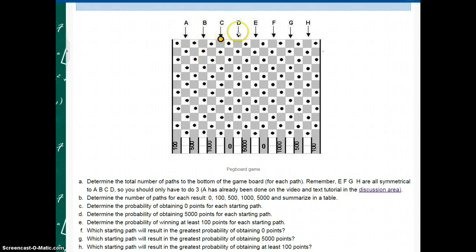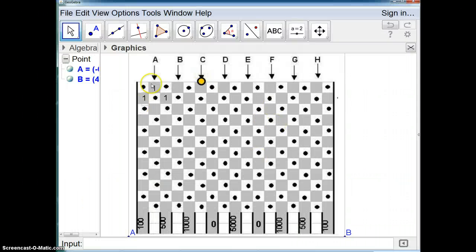Now once you've done B, C, and D, there's no need to do E, F, G, and H because, of course, these things are all symmetrical. You notice the bottom is the exact same. And whatever we get for A, H is going to be a mirror image of that. It will be all the same numbers, making the same approach. So once we do A, B, C, and D, we're really done because E, F, G, and H are going to be the same thing, just on the other side of the table.